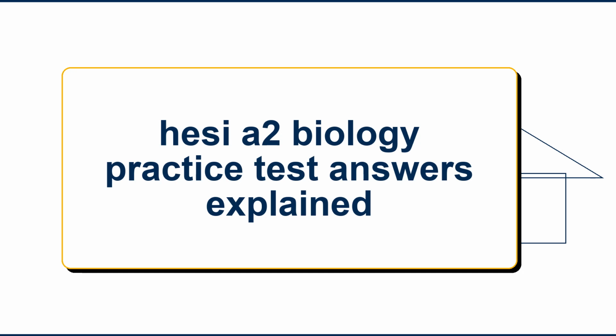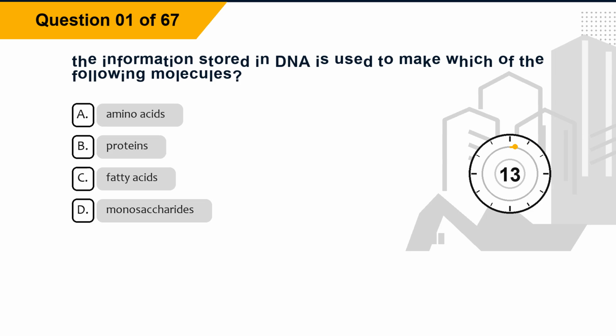HESI A2 Biology Practice Test Answers Explained. Question 1. The information stored in DNA is used to make which of the following molecules? Option A, amino acids. Option B, proteins. Option C, fatty acids. Option D, monosaccharides.